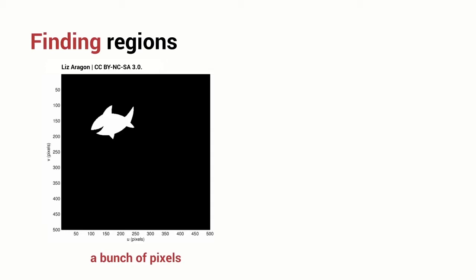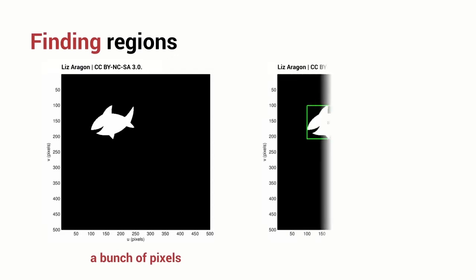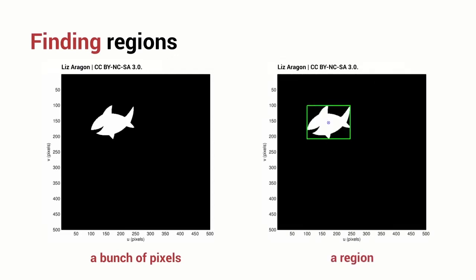So the challenge is, how do we find the object in this scene? What we want to be able to do is to find a region within this scene. And we're going to define a region as a group of pixels that are connected to each other, that is, they're next to each other, that have all got the same color.